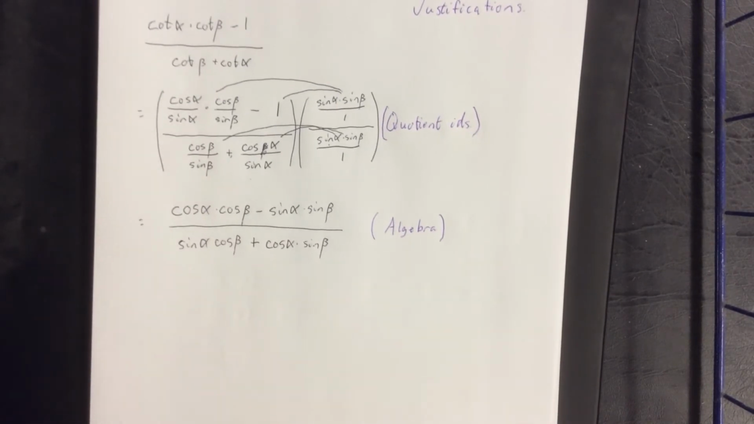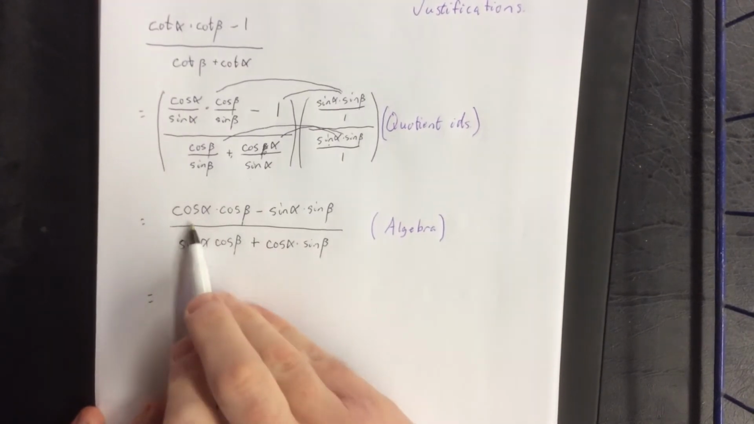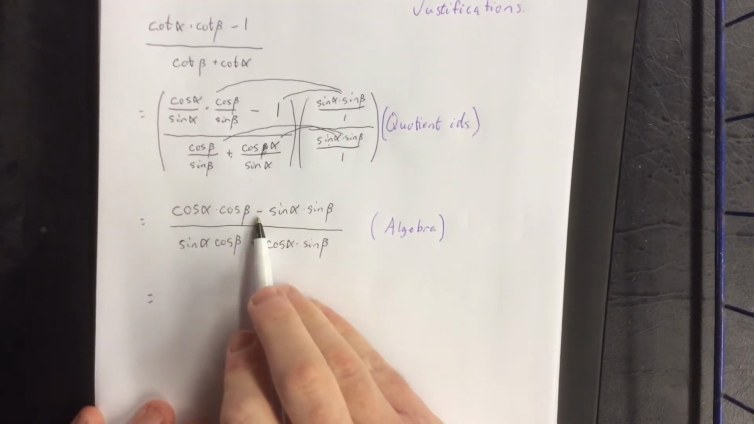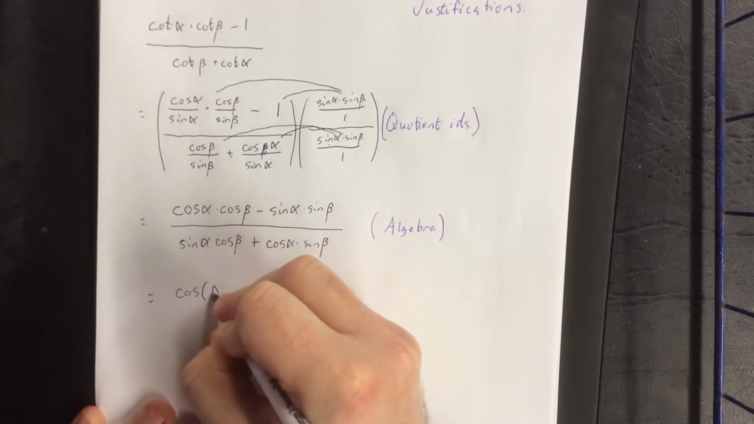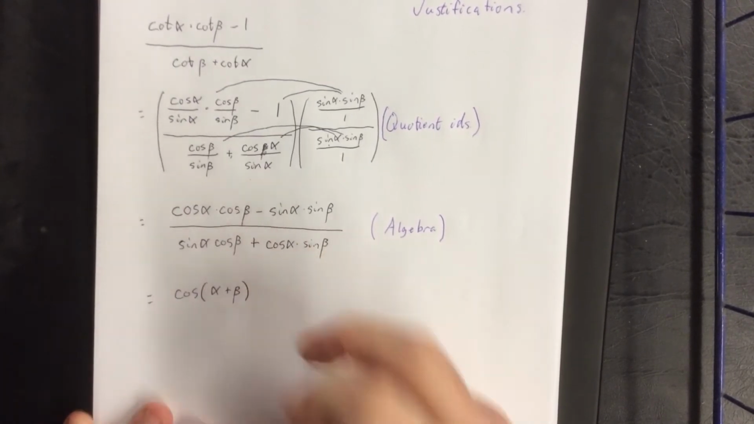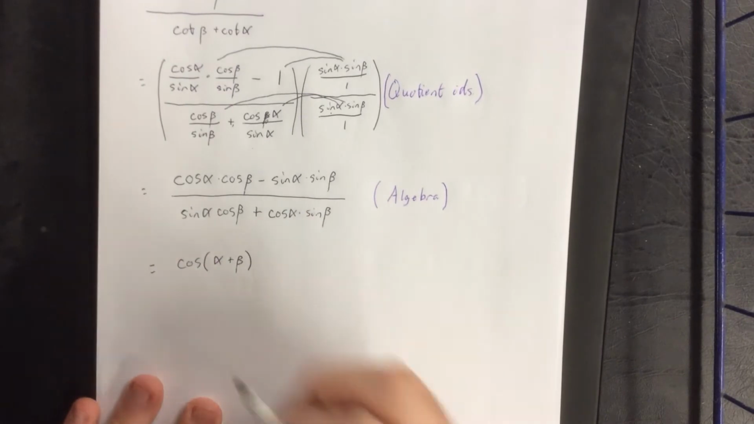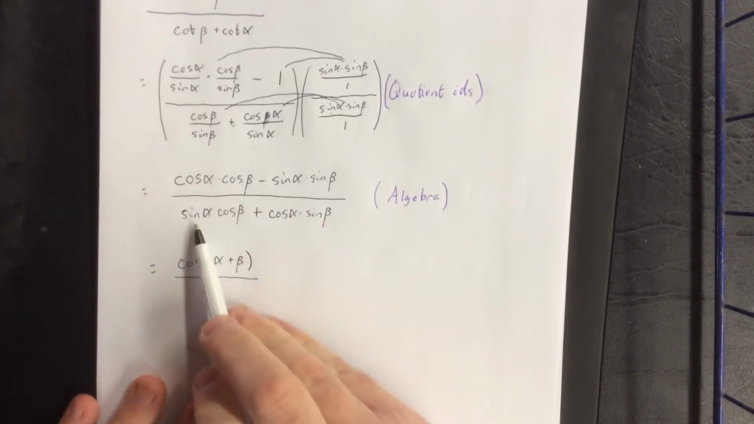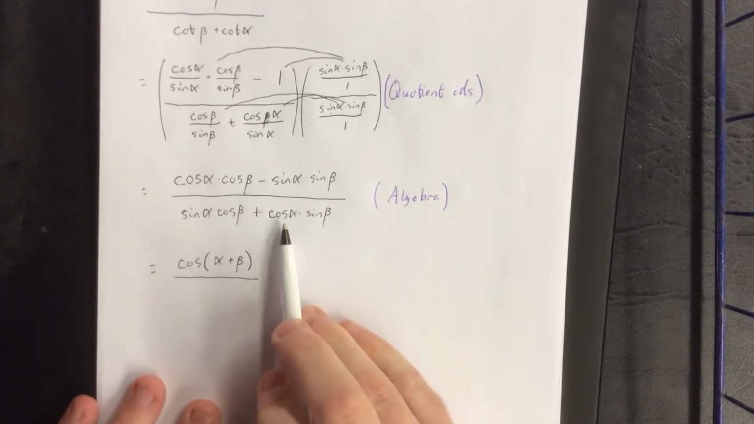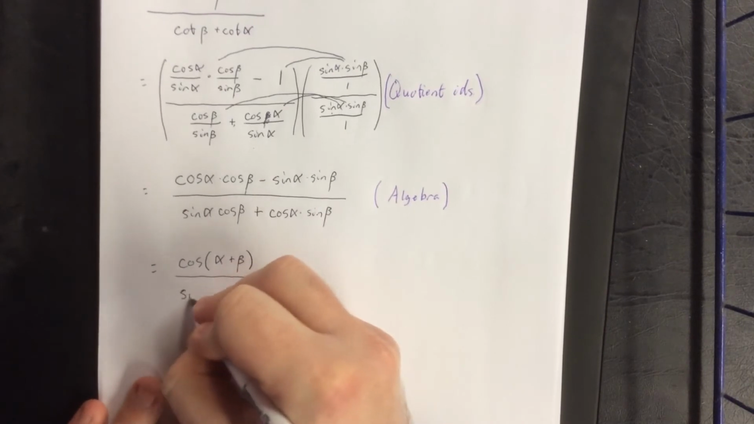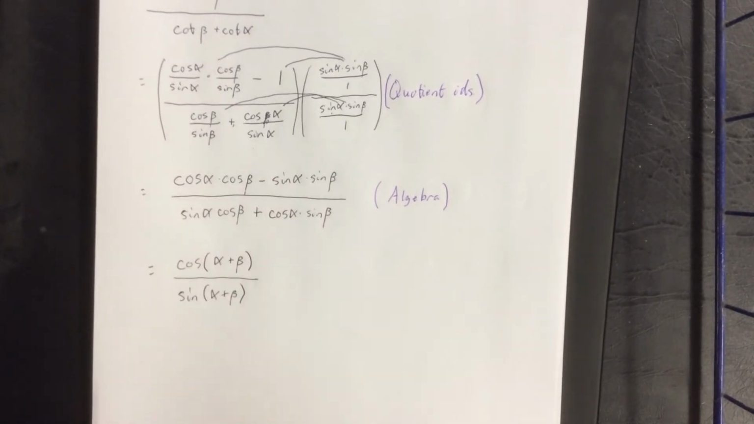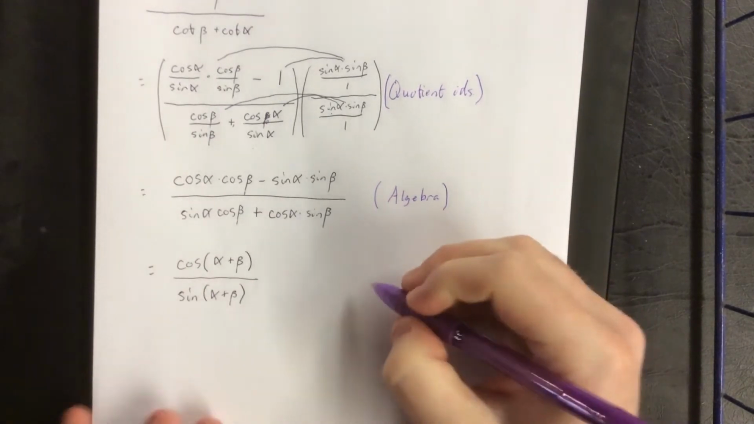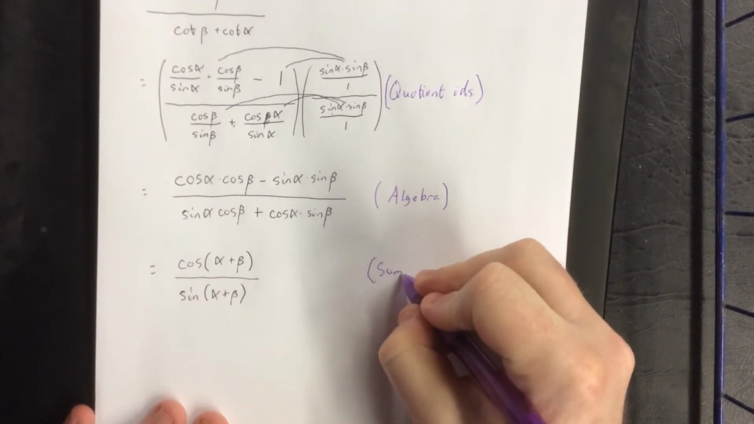A couple of familiar identities pop up at this point. The numerator, cosine of alpha times cosine of beta minus sine of alpha, sine of beta, that's the cosine of alpha plus beta. In the denominator, we have sine of alpha cosine beta plus cosine alpha sine beta. That's the sine of a sum identity. To justify this step, we will say sum identities.